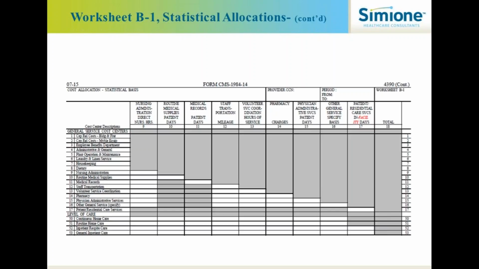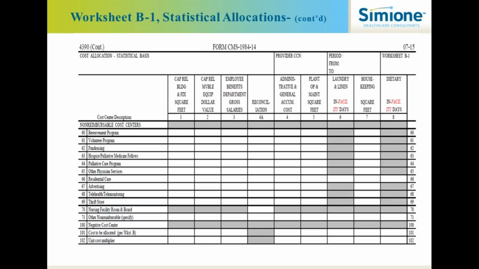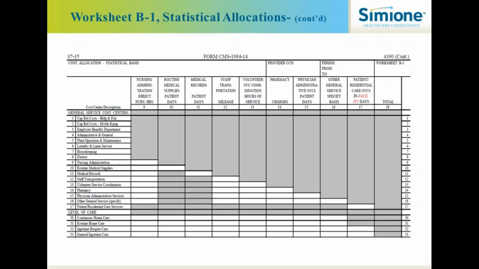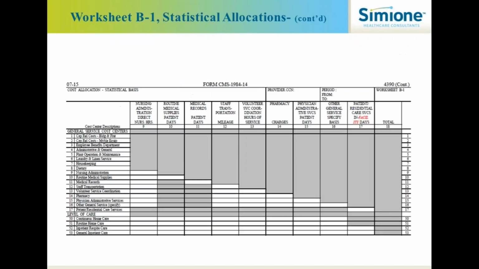So then if you move over to slide number 69, you'll have your non-reimbursable cost centers again listed out in depth. And slides 70 and 71 are just the continuation of the general service cost centers that need to be segregated out. And so for any cost that you have in a bucket, you must have a statistical allocation.